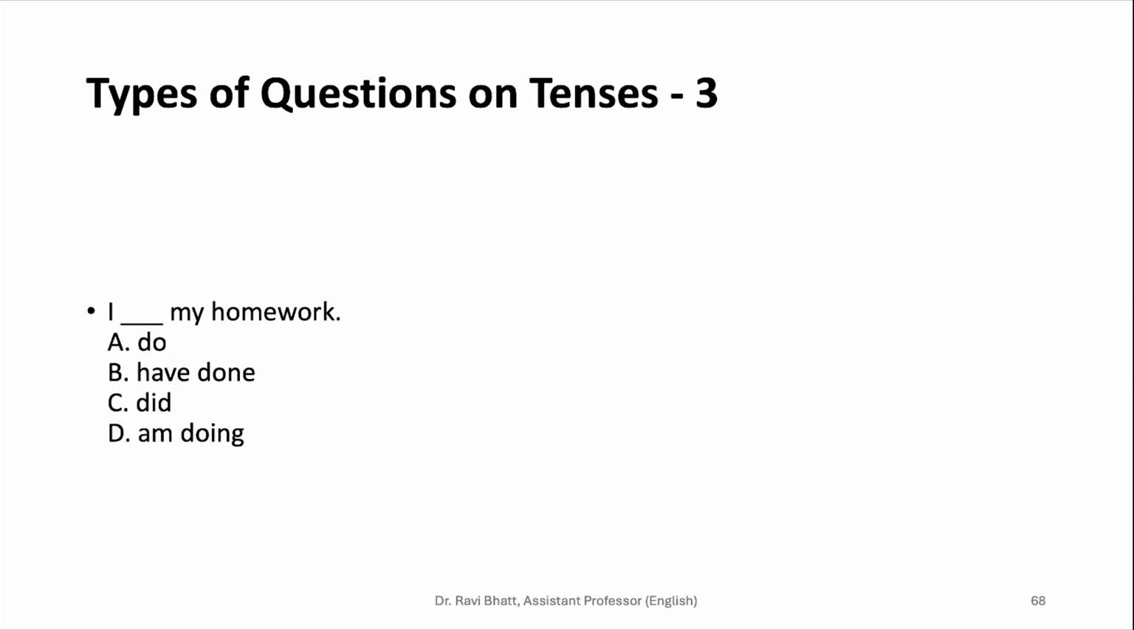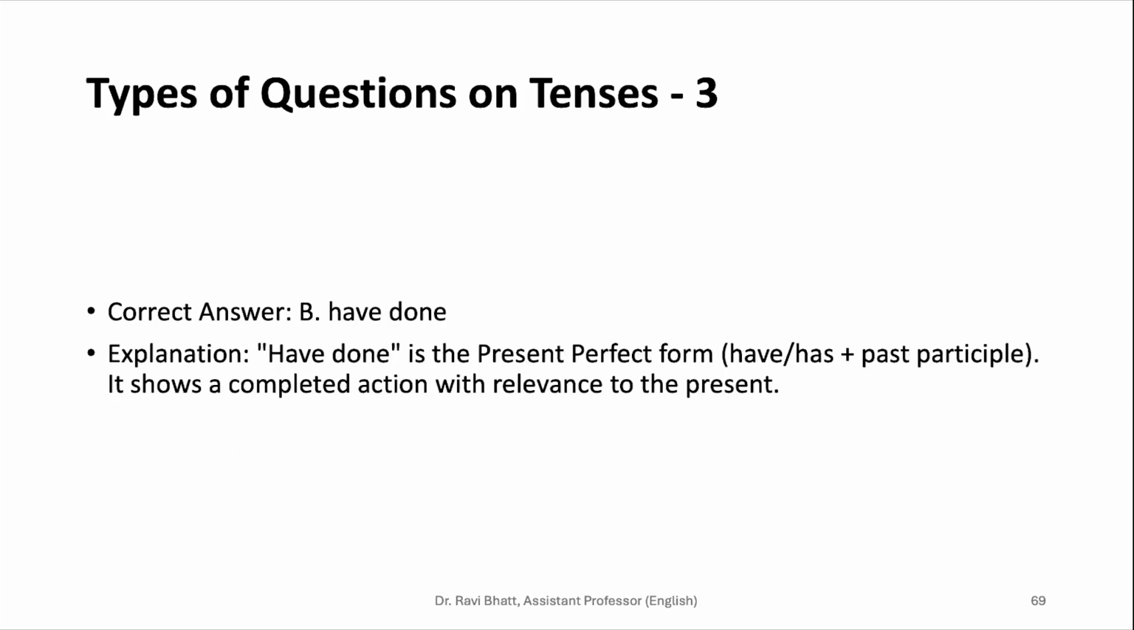I dash my homework. Now, please understand that whenever you find questions on tenses, though you might not find questions directly, you must always understand the meaning of the sentence so as to supply the correct verb. The moment you miss the meaning of the sentence, you will miss the mark. You will miss on how aptly you can fit in any form of the verb. For example, I dash my homework. Do, have done, did, or am doing.